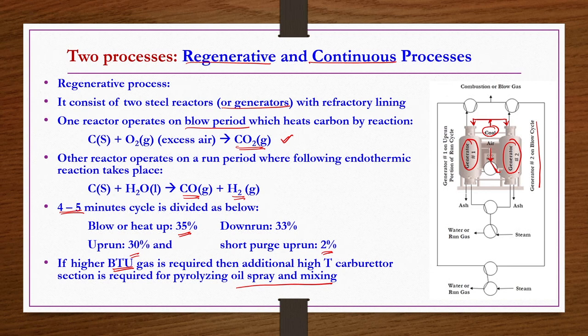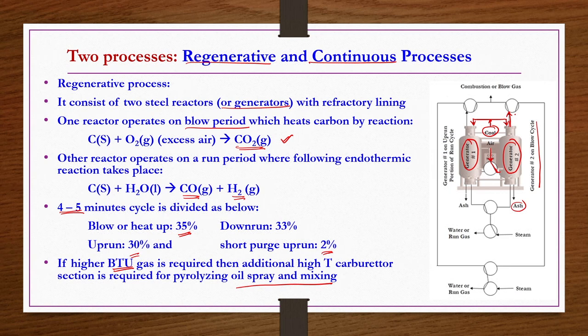Now this carbon and oxygen react, and because excess air is there, CO2 would be forming. When this reaction occurs, obviously gases are there and ash would also be there. This ash is collected from the bottom, whereas the gases are collected from the top.